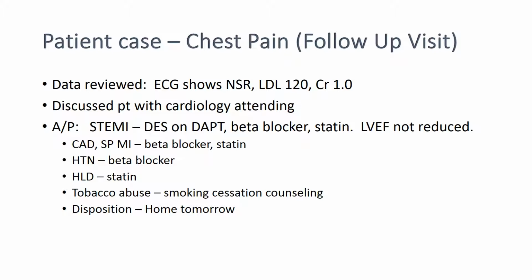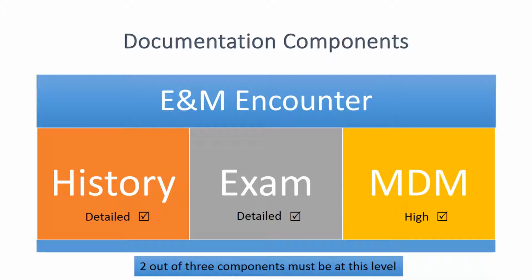Medical decision making, you discuss the data that you reviewed, the EKG, which you reviewed the tracing, laboratory tests, and discussing the patient with another physician. So your assessment and plan, ST elevation MI, coronary artery disease with history of MI, hypertension, hyperlipidemia, tobacco abuse, and plan for disposition. Remember, you only need to document 2 out of the 3 areas at this level or higher. I strongly urge you to consider documenting history and medical decision making at the level required for the service you're billing or higher.